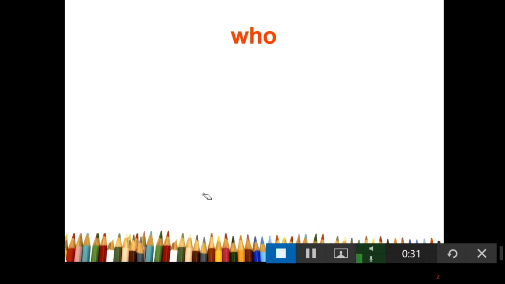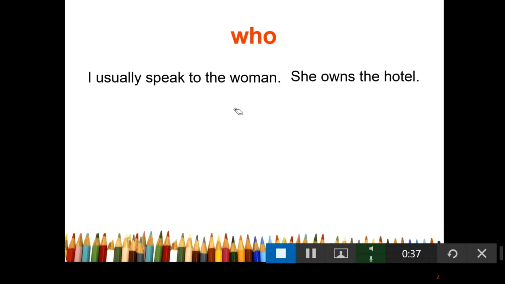Let's have an example to understand and to get the point of relative clauses and relative pronouns. We have here two sentences. I usually speak to the woman. She owns the hotel. Okay, we want to join them to make them just one sentence.